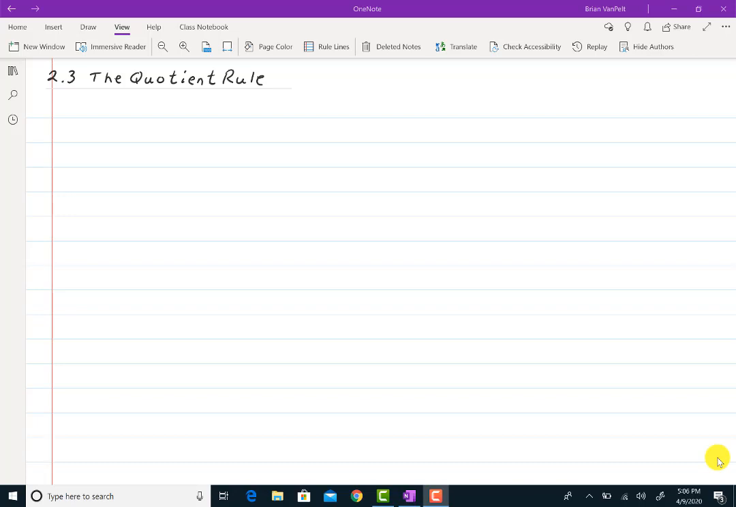We're going to be working more with the rules of exponents in this section and the next. And I want to start off with the quotient rule. Let me show you probably the easiest way to work it.